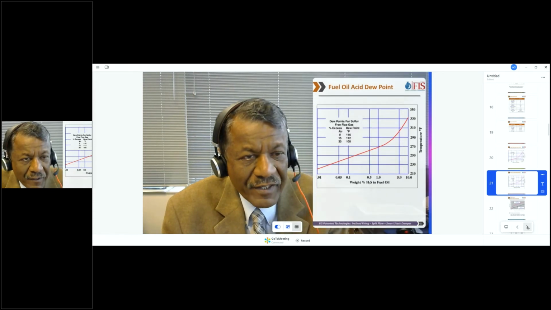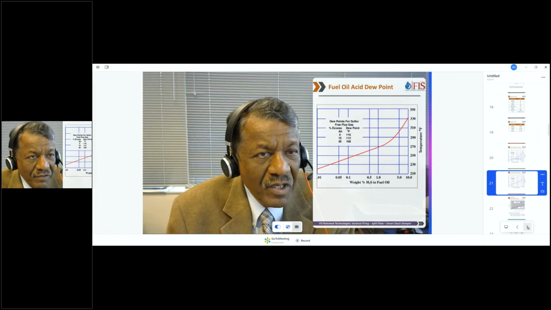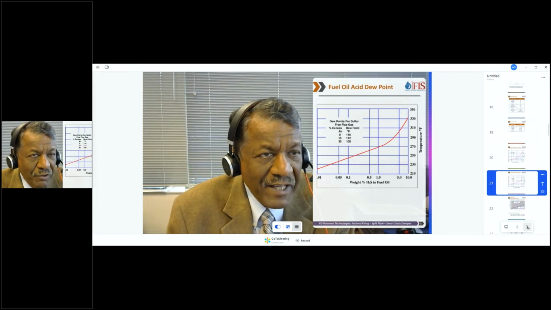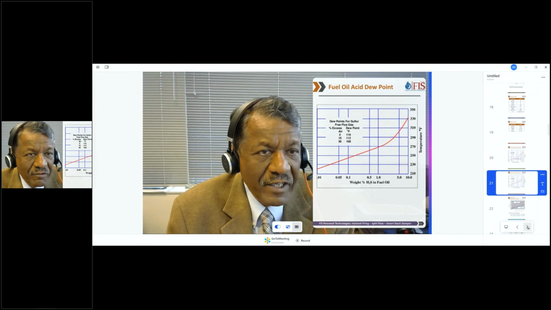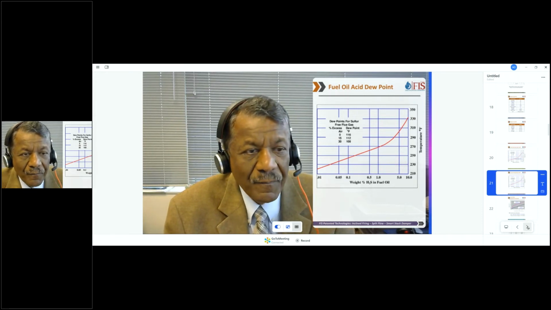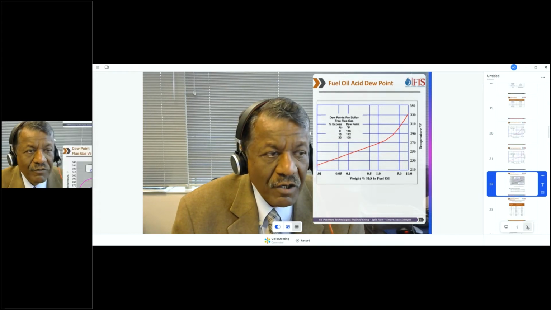This is a different chart, but almost the same as sulfur, but this is for the fuel oil. And fuel oil is even higher, actually, when you look at it. Fuel oil goes even higher. So sulfur is not good for us.